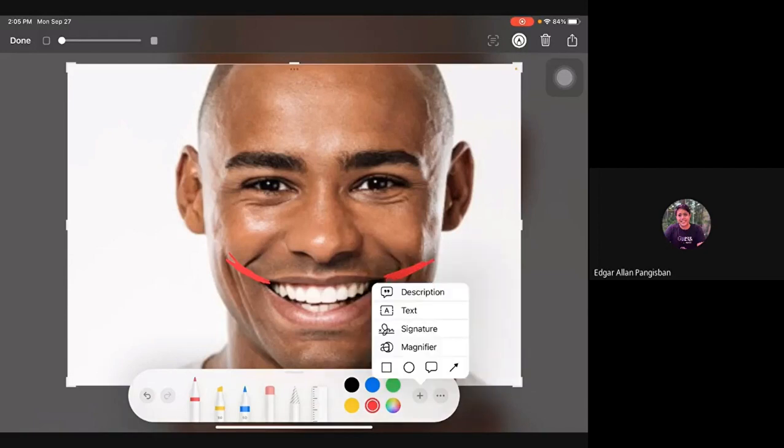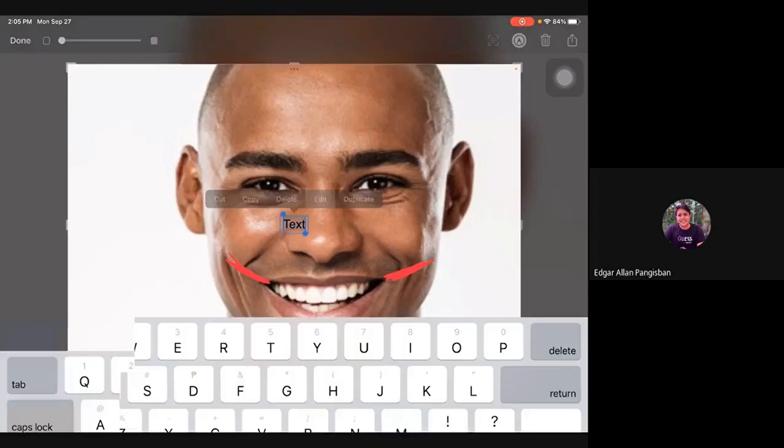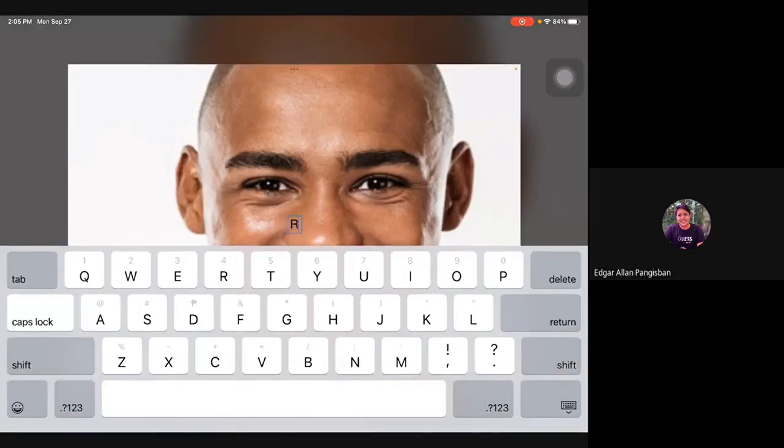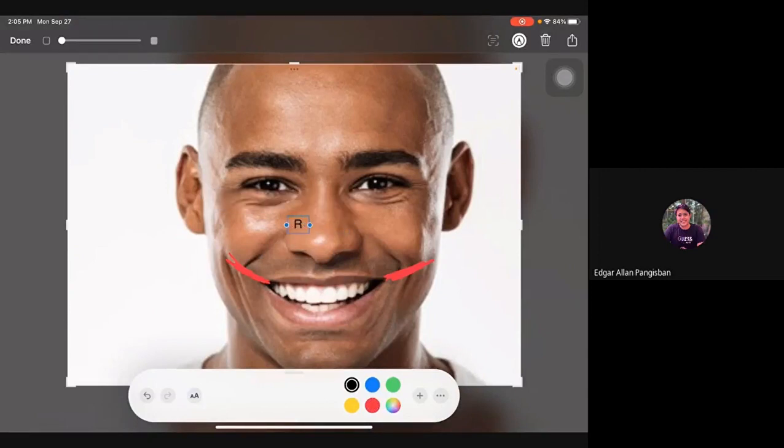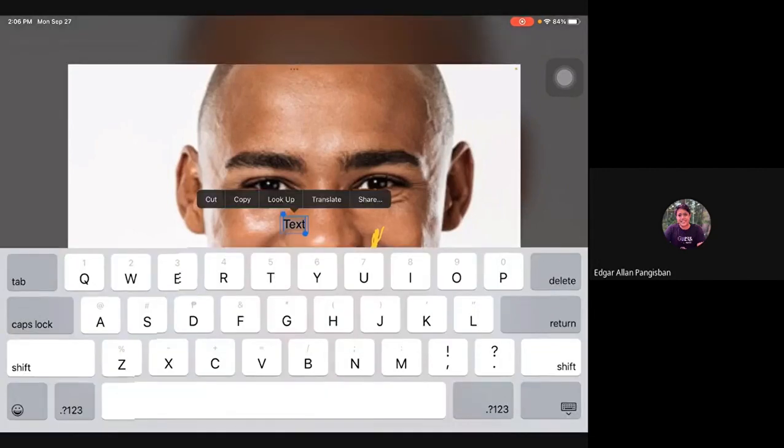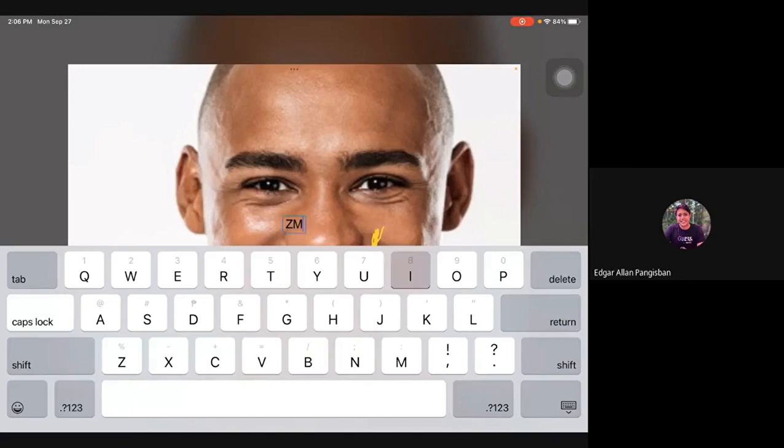Okay, we have your risorius. We have your risorius muscle. Okay, risorius. And then we also have another muscle in here. Okay, pulling, elevating the upper lip, elevating and everting the upper lip. Yellow dot. Okay, we have the zygomaticus. We have your zygomaticus minor. Itama or ZMI.